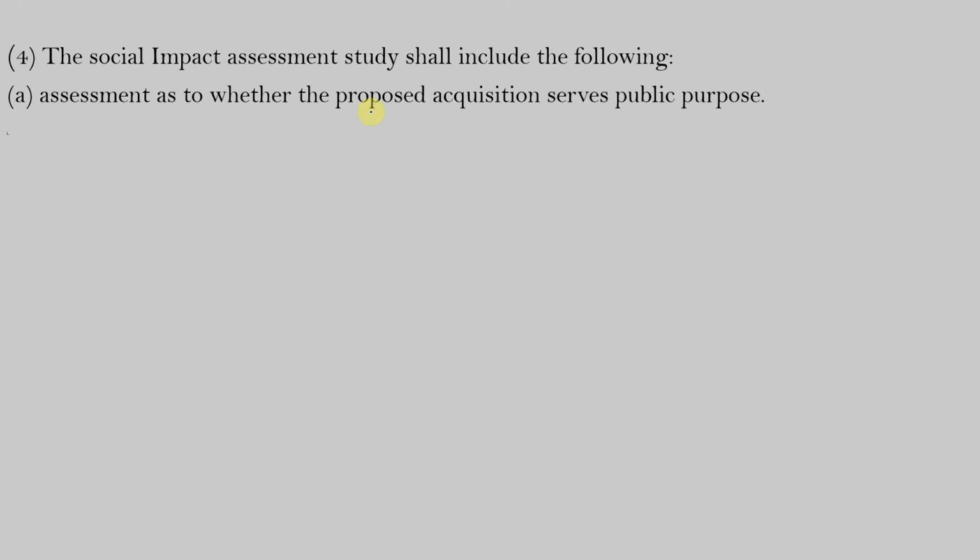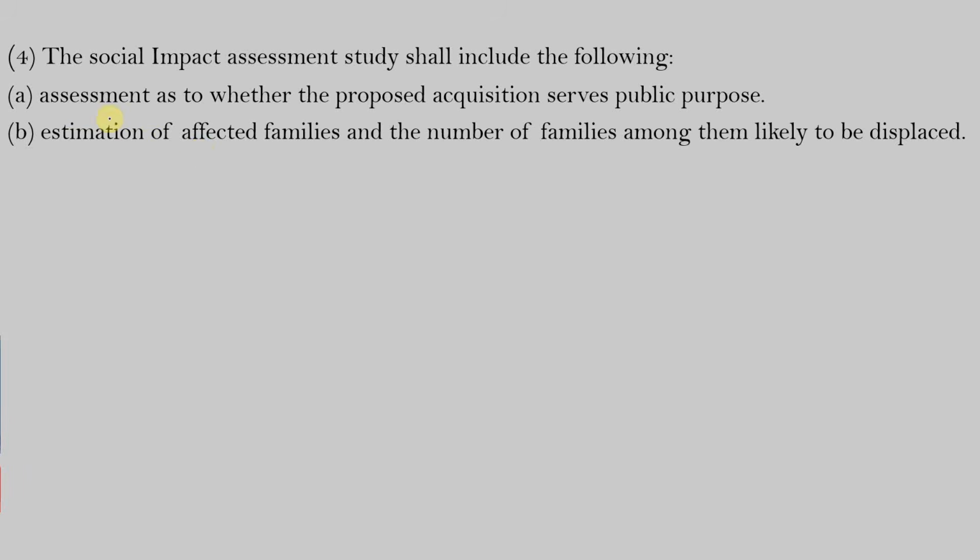The social impact assessment study shall include assessment as to whether the proposed acquisition serves public purpose. So whether the land acquired by the government is used for any public purpose or not, and whether the purpose comes under the definition of public purpose or not, is assessed by the authorities. And the next clause is estimation of affected families and the number of families among them likely to be displaced. So the social impact assessment also examines and makes a report on the affected families, that is those families who are affected by the acquisition of land.